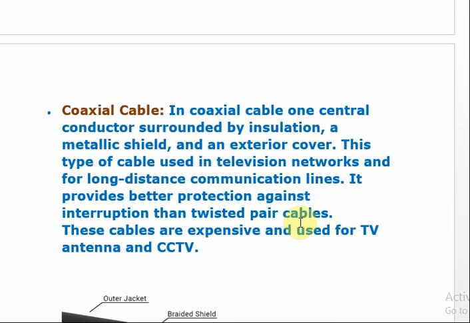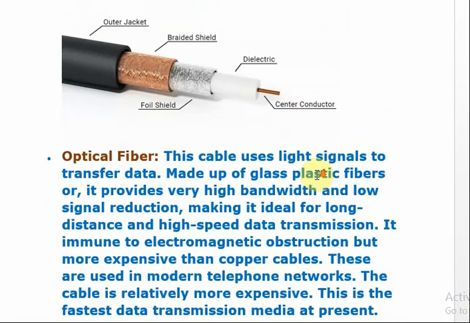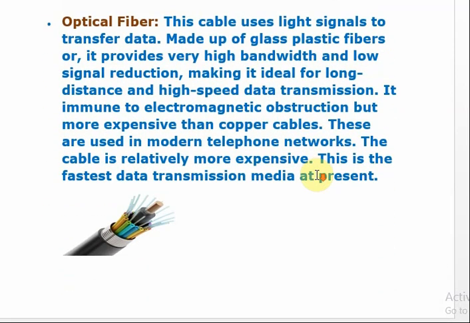Then coaxial cable, right? This kind of cable normally has a center conductor and a braided shield here, normally used in cable TV, CCTV, and TV antenna cables, all of which use coaxial cable. Then optical fiber, or fiber optic, is the fastest medium at present, very fast, and long distance is possible.